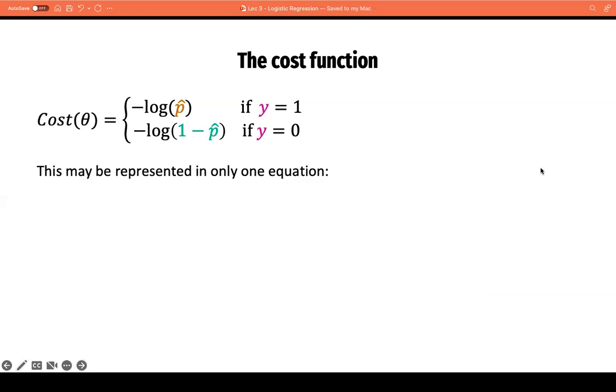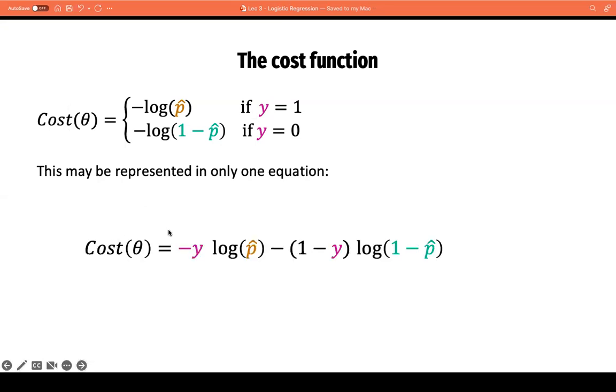So now, this cost function may be represented in only one equation. We have cost of theta is equal to negative y times the log of p minus 1 minus y times the log of 1 minus p. The y's here are the true y values, which have a value of either 0 or 1, and p is the probability that y is equal to 1, and 1 minus p is the probability that y is equal to 0.